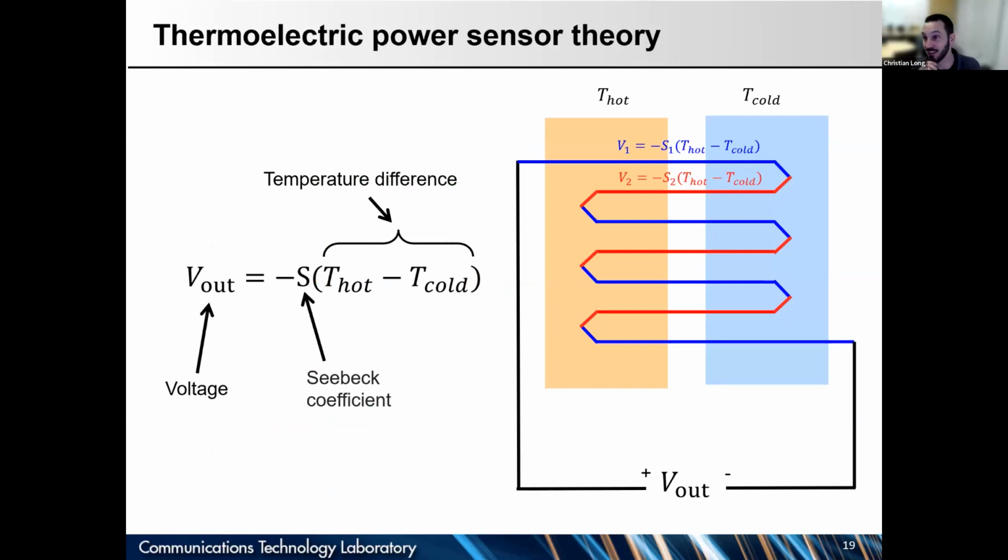Another type of technology you might encounter in power sensors is a thermocouple. So if you have something hot and something cold, and you put two different conducting materials between them in a special configuration, red and blue wires are different materials in this diagram, then you can get a voltage that's proportional to the temperature difference between two things. And we can use that to make a power sensor.